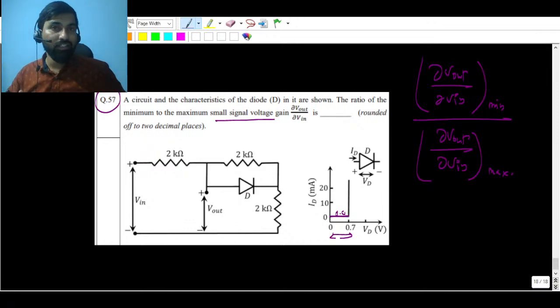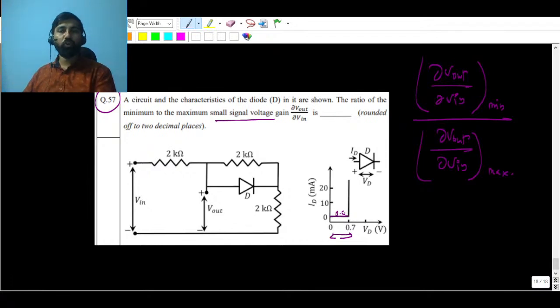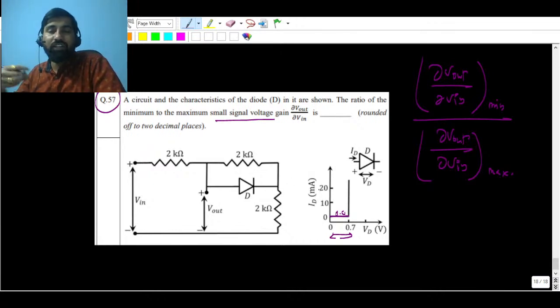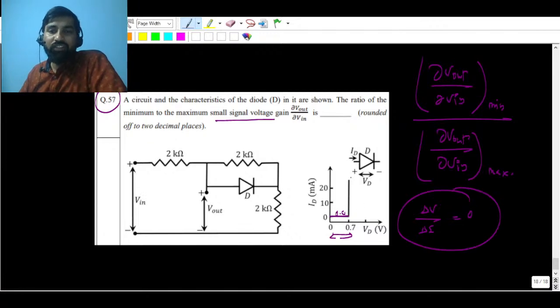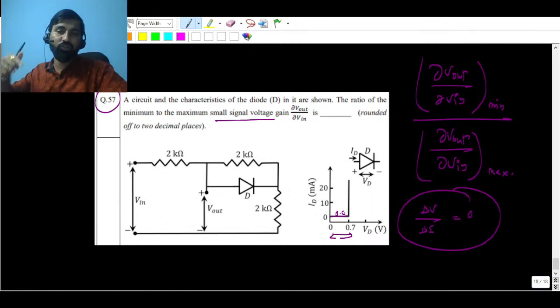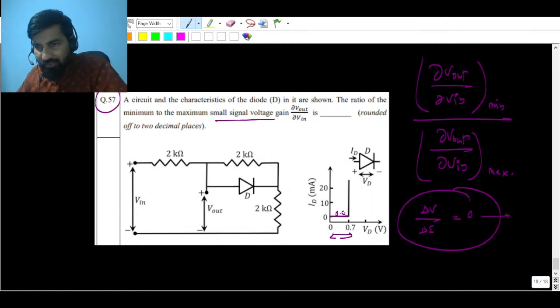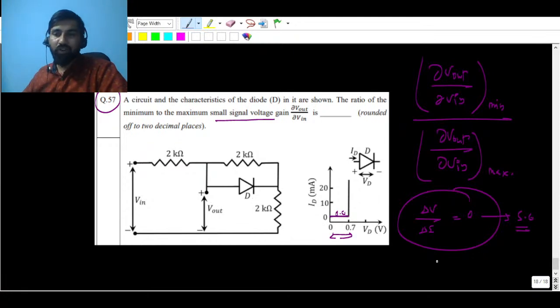If the diode current is 0, you can replace this diode with an open circuit, or you can say infinite resistance. And if the diode is working in forward bias, you can replace this diode with its AC equivalent, that is the little change in voltage over the little change in current. There is an infinite slope, and the reciprocal of the slope gives you the resistance, which is 0. So it means the diode can be replaced by a short circuit. So there are two cases you have to consider.